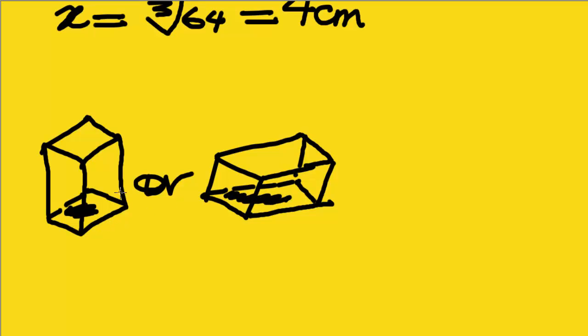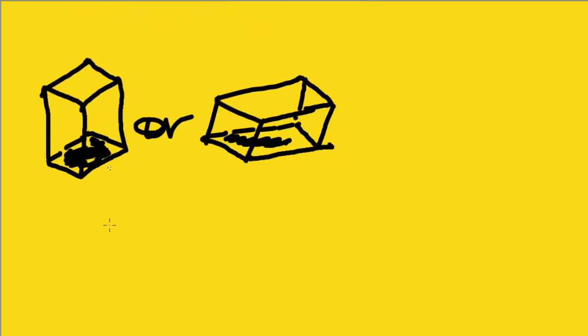But since they've told us that the cube and the cuboid share the same base area, I'm going to have to use this configuration. Now I've been told that a cuboid that looks like this has a volume of 80 centimeter cubed.